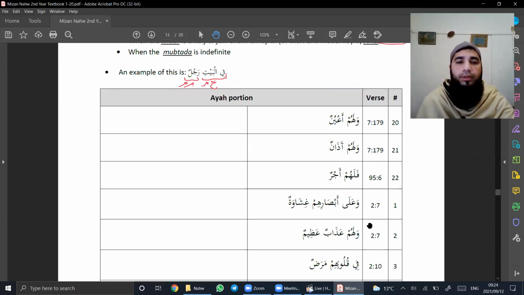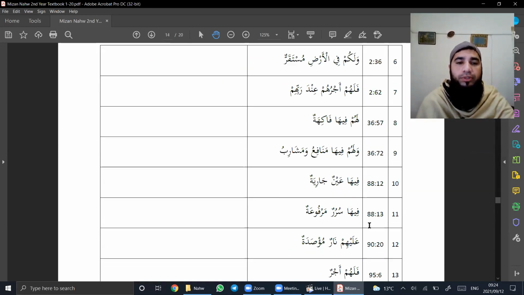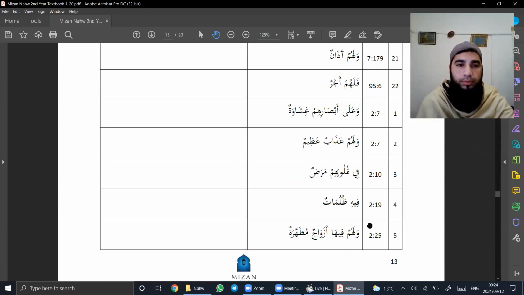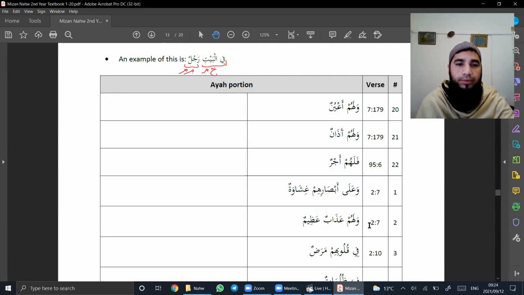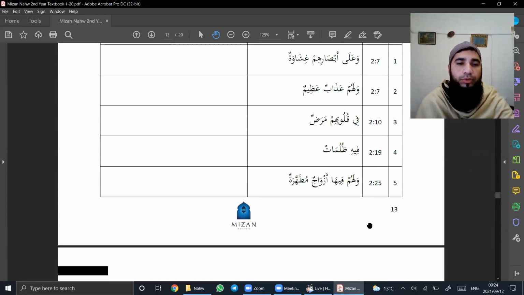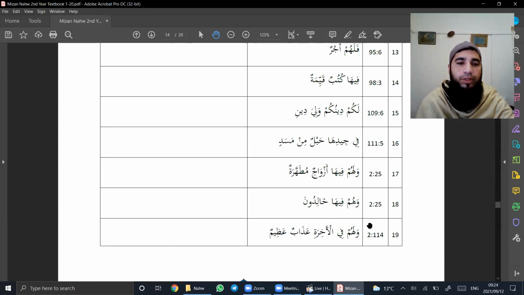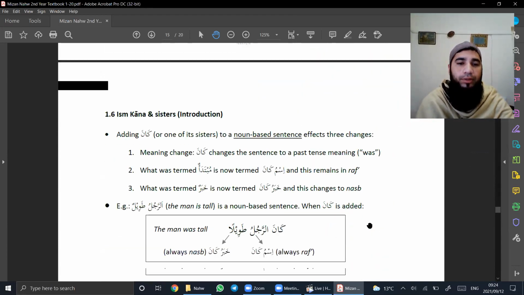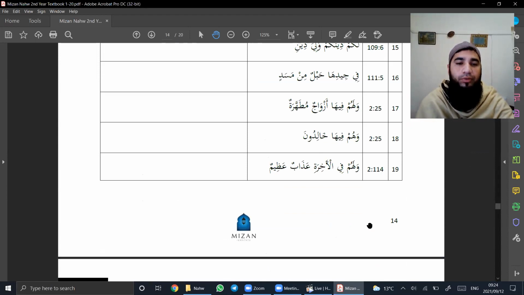Now what do we have here? We have a whole lot of examples of this. It's crazy numbering. 20, 21, 22. And then we start with one. Allah, I'm not sure what went on over there.